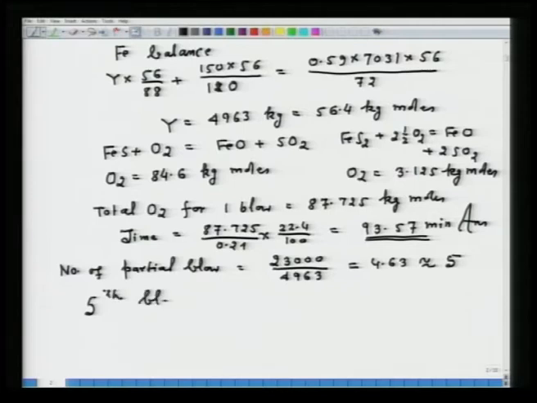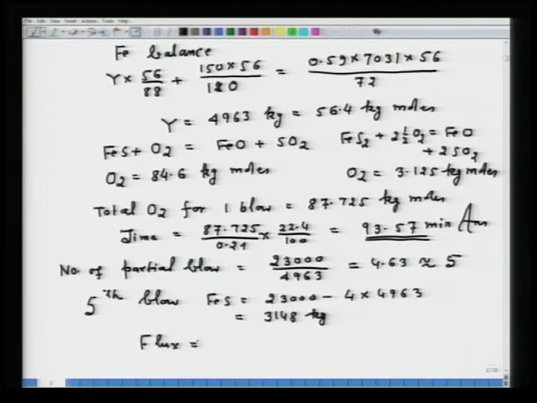Now, in the fifth blow you will not be having 4963 kg. In the fifth blow the FeS which is left is equal to 23,000 minus 4 into 4963. So, you require to remove 3148 kg of FeS. Now, you can calculate the flux with the same iron balance. So, the flux required for the fifth blow will be 1903 kg. Again, in order to calculate flux, you have to do the iron balance.